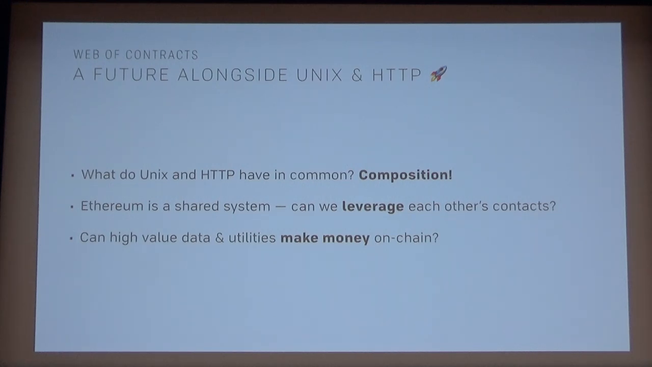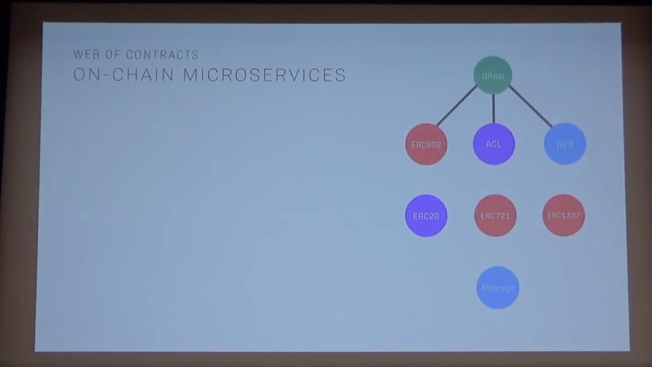Ethereum is a shared system. Why aren't we leveraging each other's code? Why do we have 50 million ERC20 tokens instead of most of that logic encapsulated in a single contract? And if we can build these high-value, high-reuse contracts, is there a way to make money doing that? So on-chain microservices, something a little bit like this, where you can have contracts calling to other contracts that are all fairly lightweight and thin and do a single thing.